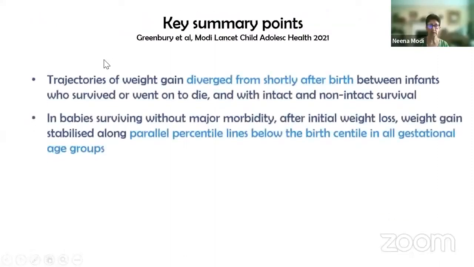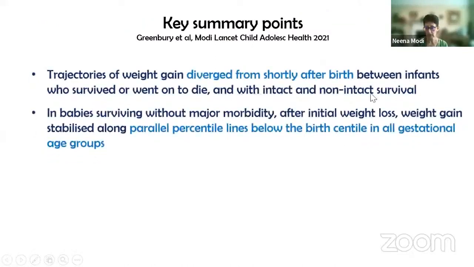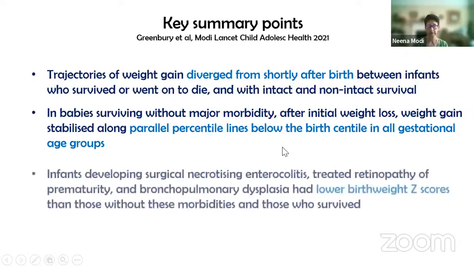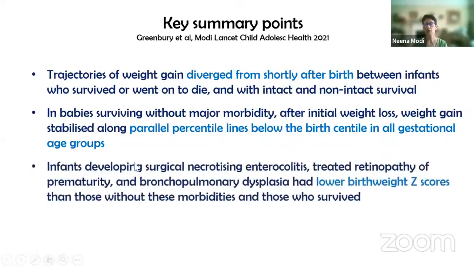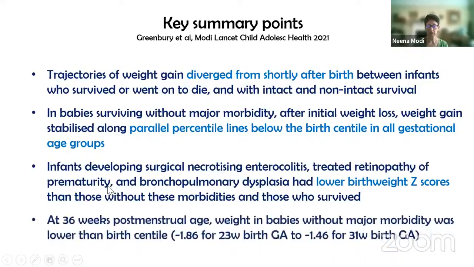So the key summary points from this paper are that trajectories of weight gain diverged from shortly after birth between infants who survived or went on to die, and with intact and non-intact survival. And in babies who survived without major morbidity, after that initial period of weight loss, weight gain stabilized along parallel centile lines in all gestational age groups. And as I said earlier, babies who would go on to develop a major morbidity had a lower birth weight Z score than those who did not develop these morbidities and those who survived. And at 36 weeks postmenstrual age, weight in babies without major morbidities was lower than birth centile by about minus 1.86 Z score for babies born at 23 weeks gestation and about minus 1.4 for babies born at 31 weeks gestation.